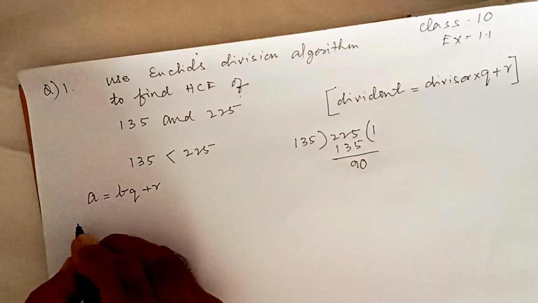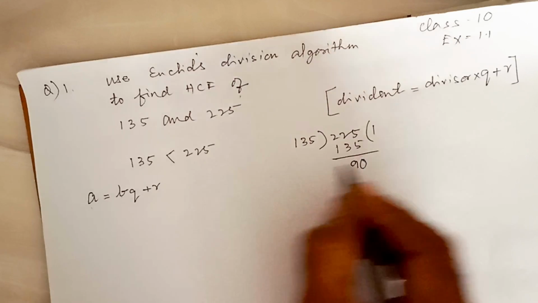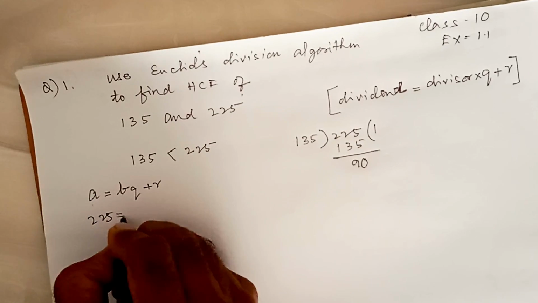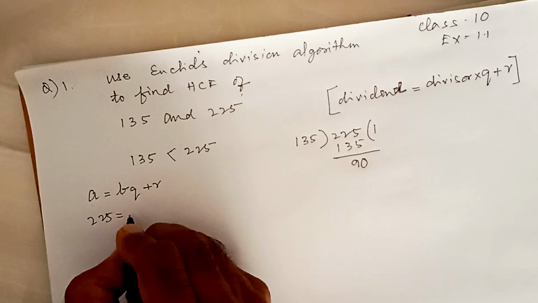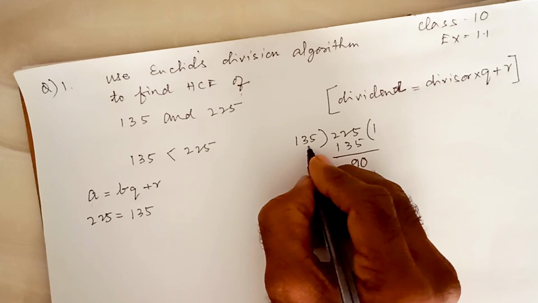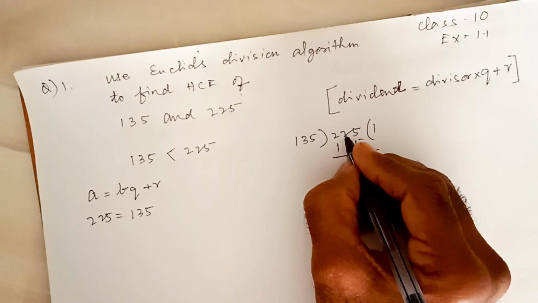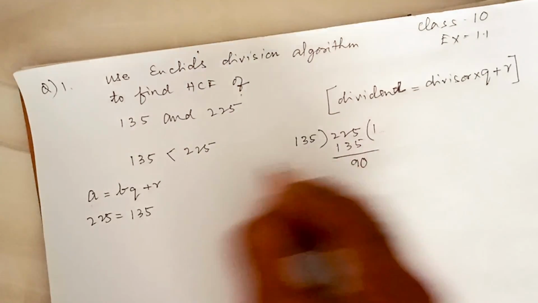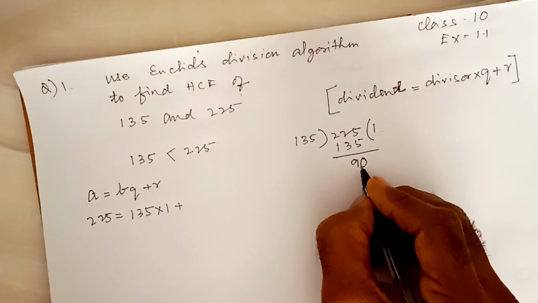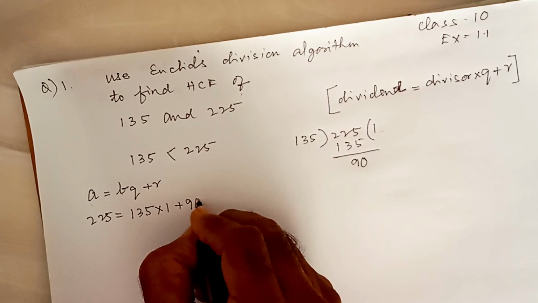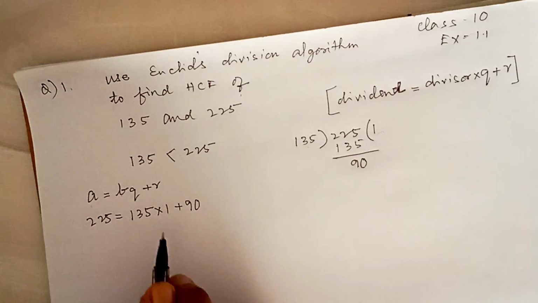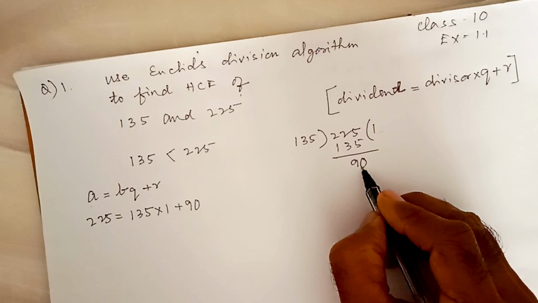Now apply this to whatever we got in the first step. 225 is the dividend, 225 is equal to B, the divisor here is 135, multiplied with the quotient, into 1, add the remainder. In this case, the remainder is 90. To get the HCF of any two numbers, you need to go until you get remainder 0.